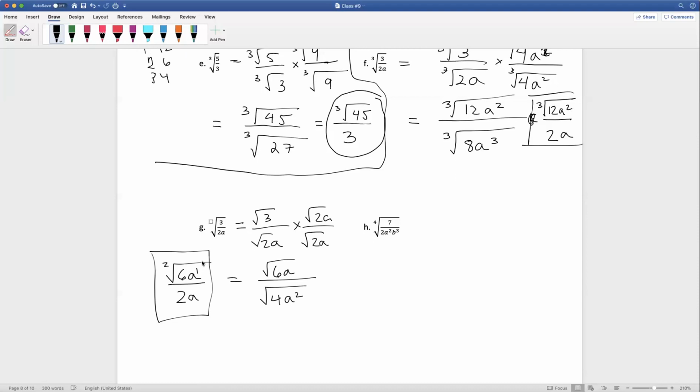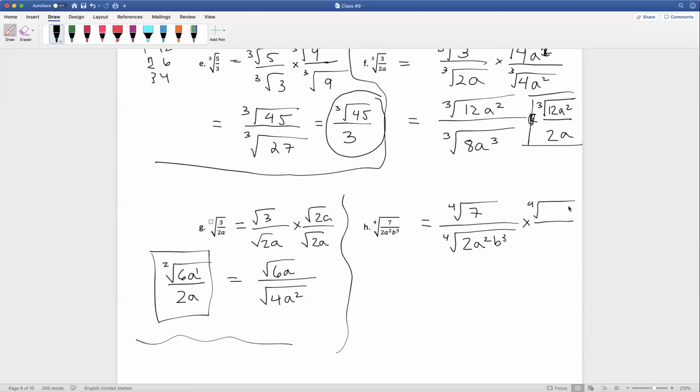Okay, last one. Get excited. We have one more example. Let's take a look at h. Okay, so now we have to multiply the numerator and denominator by the 4th root of something. The indexes have to be the same. And that means if it's the 4th root of something, we need 4 factors of it.